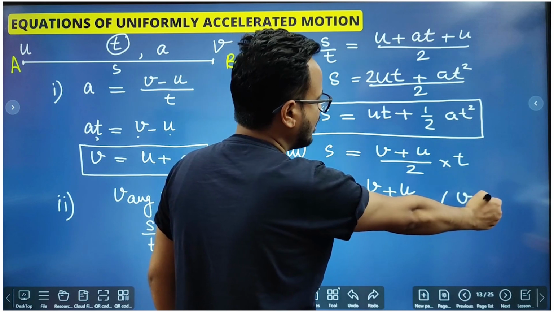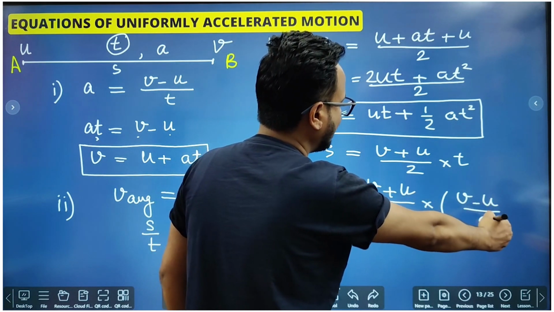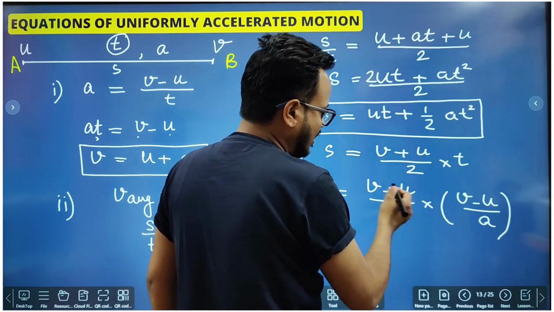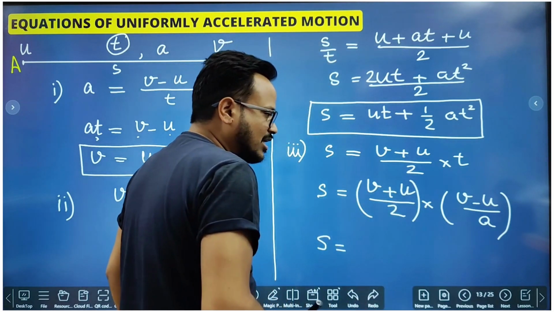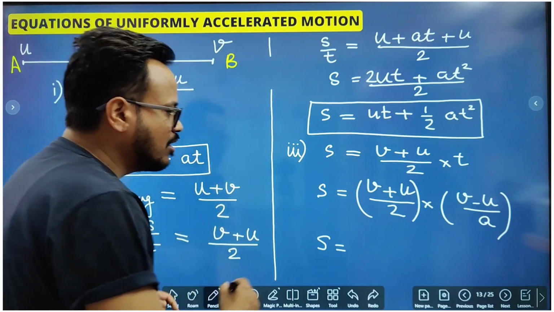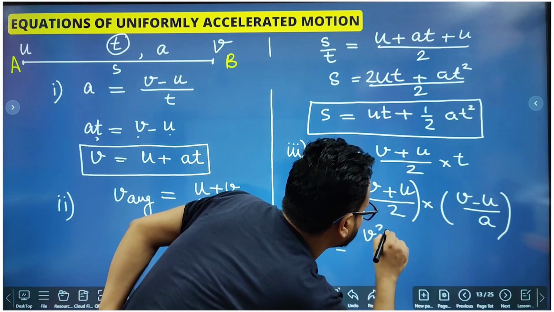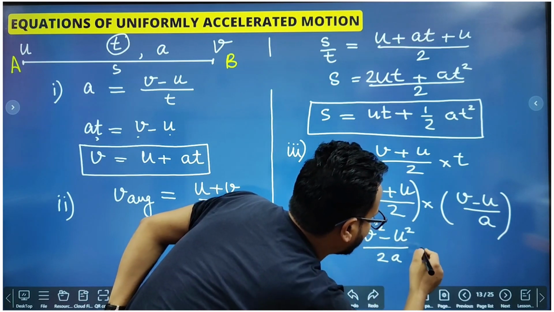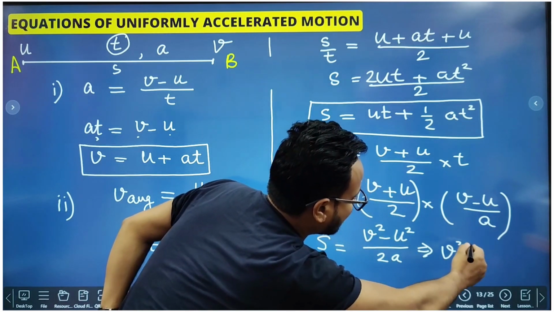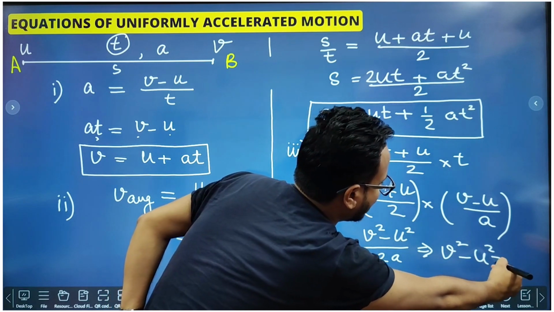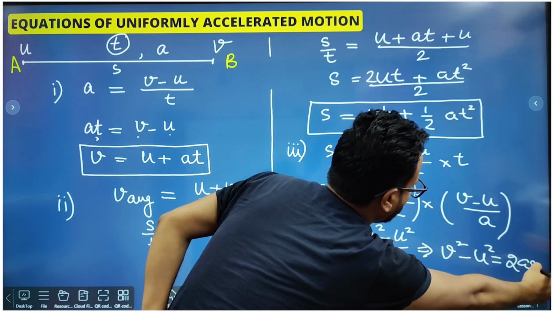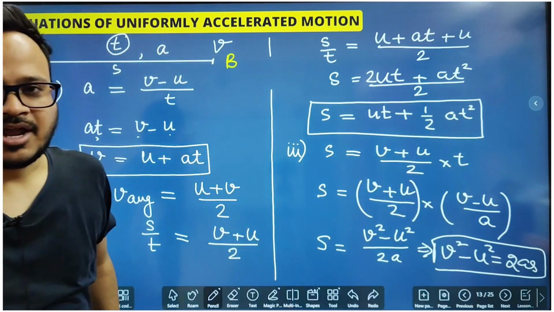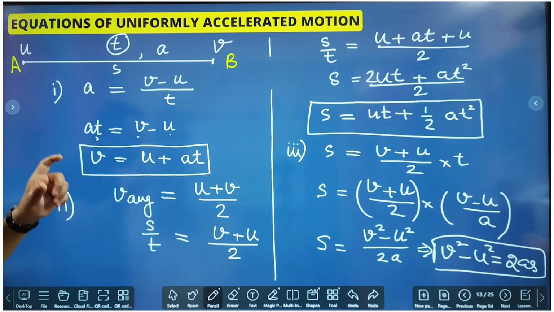So the value of t is v minus u divided by a, and a plus b into a minus b is the identity of a square minus b square. So it is v square minus u square divided by 2a. So v square minus u square equal to 2as is your third equation. So these are the three equations of motion.